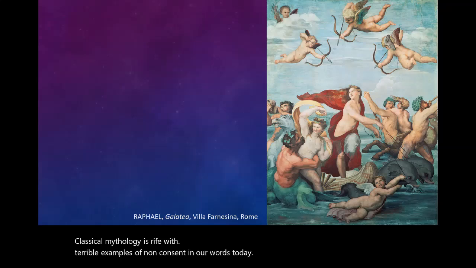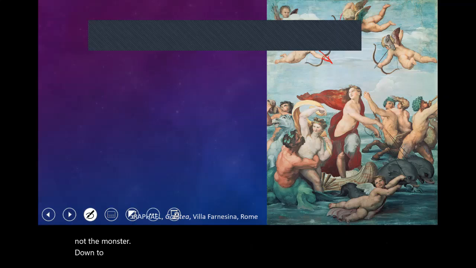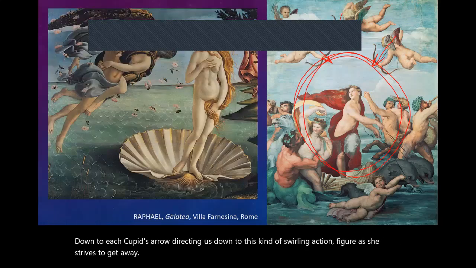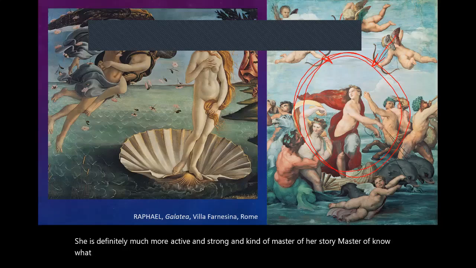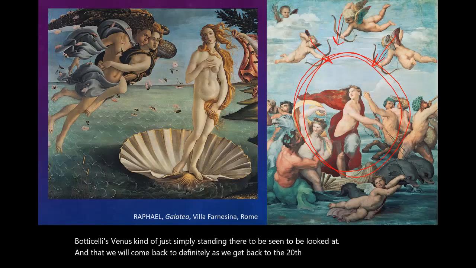What is lovely, I think, here is the heroic focus on Galatea herself and not Polyphemus, not the monster, down to each Cupid's arrow directing us down to this swirling action figure as she strives to get away. She is definitely much more active and strong and kind of master of her story, master of who she is, than Botticelli's Venus, simply standing there to be seen, to be looked at. And that we will come back to definitely as we get back to the 20th century and beyond in chapters 30 and 31.